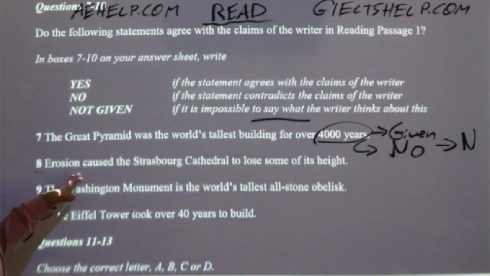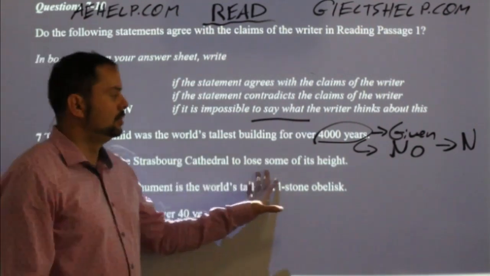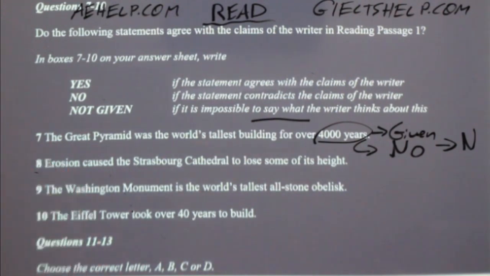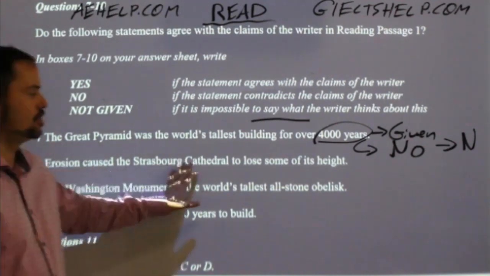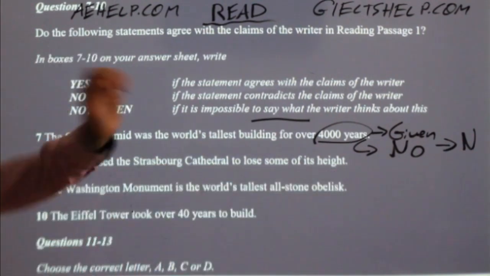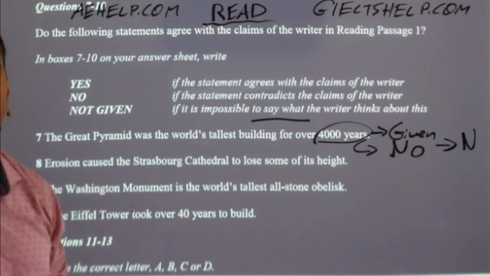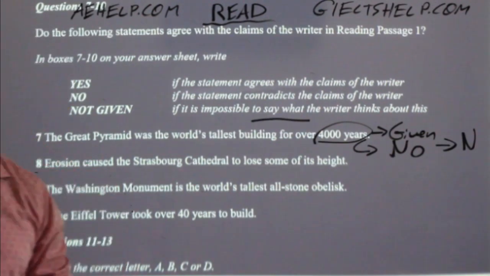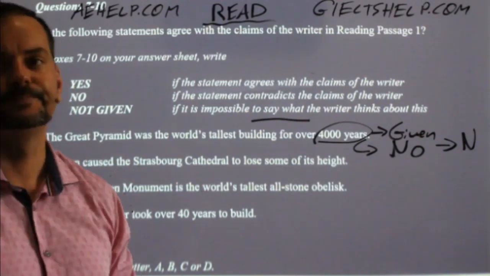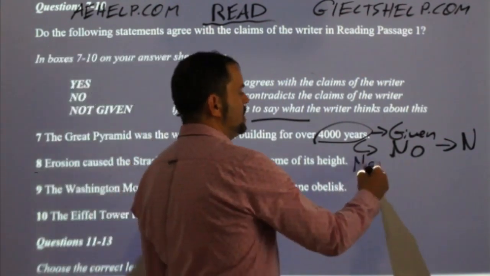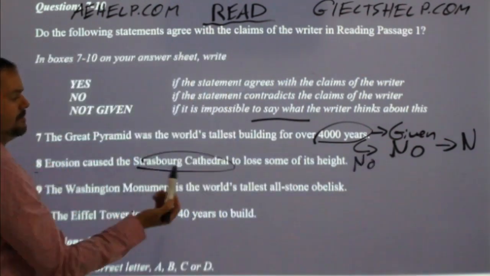Number 8. Erosion caused the Strasbourg Cathedral to lose some of its height. Is it important for this passage to know that erosion caused this church to become shorter, to lose its height? Is that important to know for this passage? Amarwadi says yes. Amarjeet says yes. Shanghung disagrees. Shanghung says no. Danish says no. Zainab says no. Yeah, and I agree with all those no's. So no, it's not. The Strasbourg Cathedral is not a main idea in this passage.